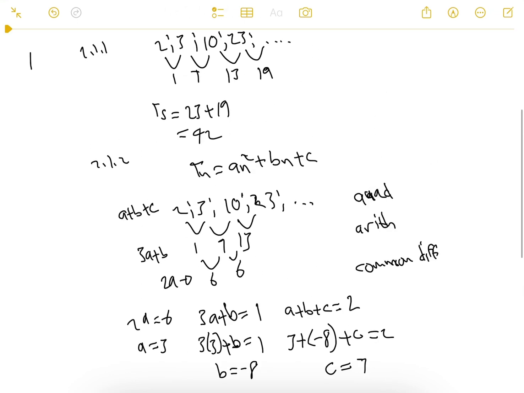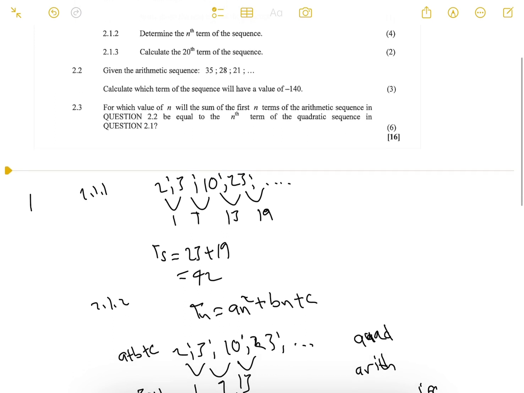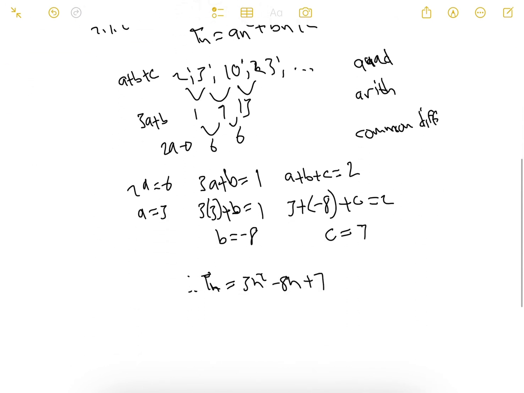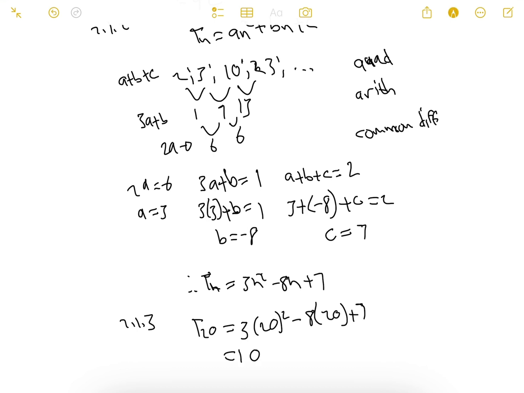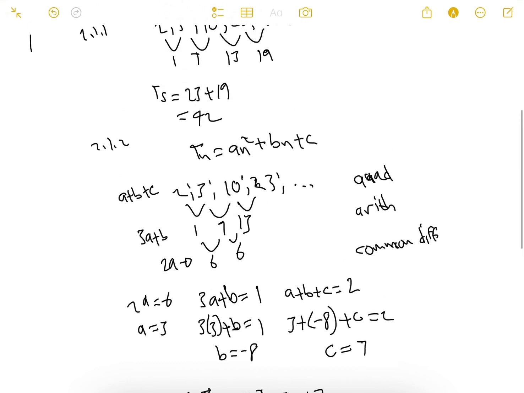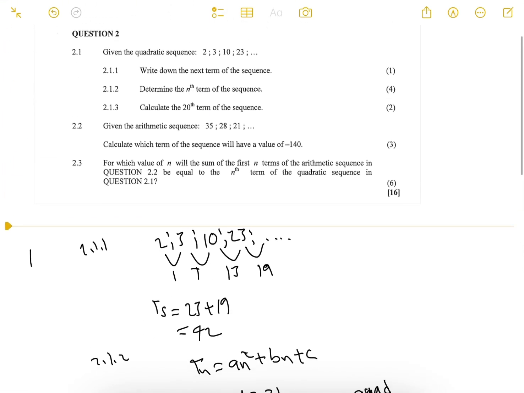And so we're done with 2.1.2. Then 2.1.3, they say calculate the 20th term of the sequence. Here we just have to substitute 20, so this is 3 times 20 squared minus 8 in brackets 20 plus 7. Let's see what this gives us. This gives us 1047. So we are done with question 2.1.